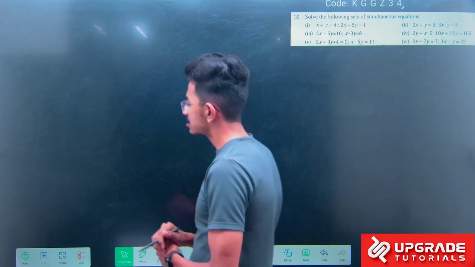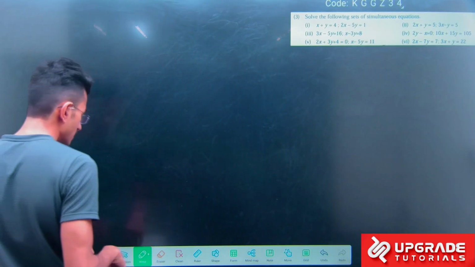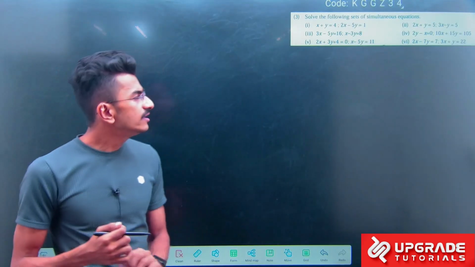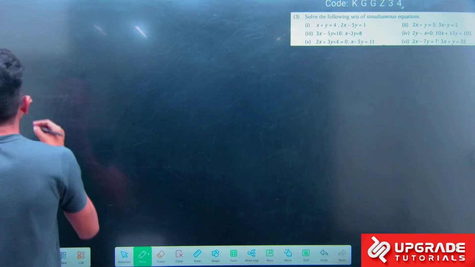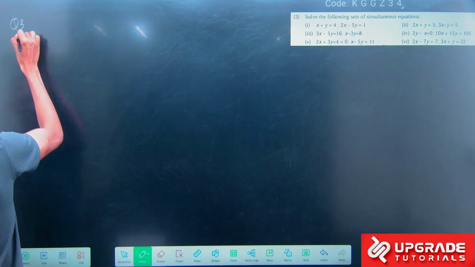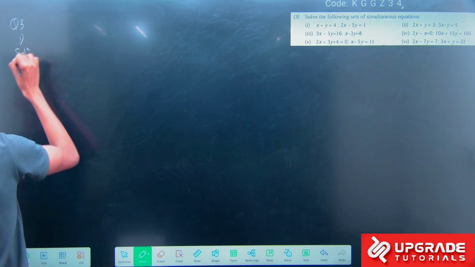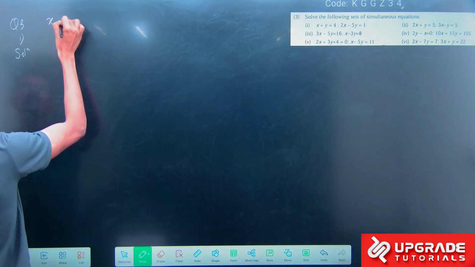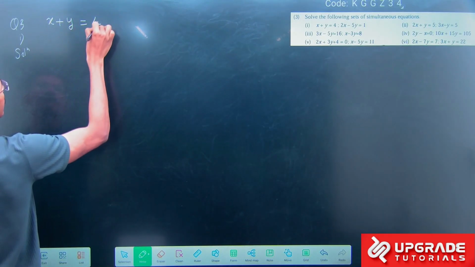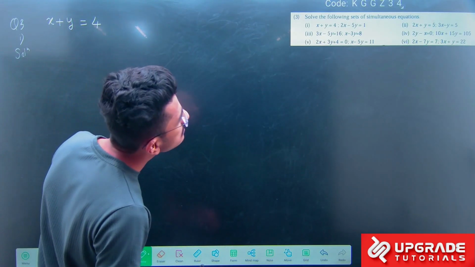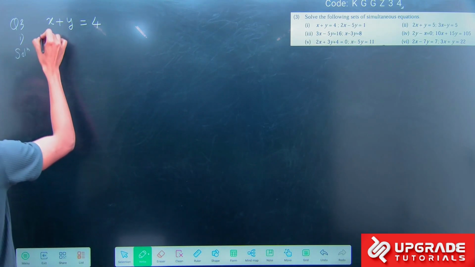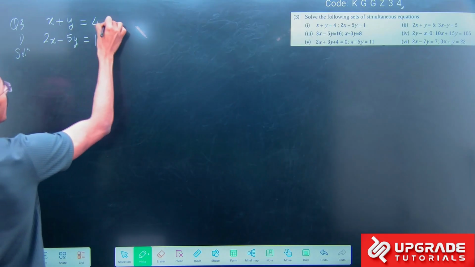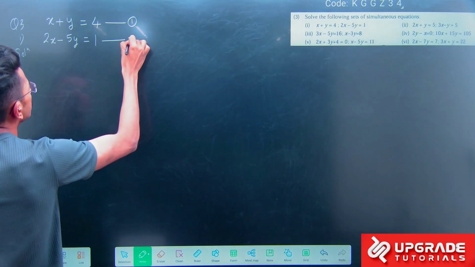Solve the following sets of simultaneous equations. So now, first I'll write the equations one below the other. Question number 3, first one, solution. What is our first equation? x plus y equal to 4. And our next is 2x minus 5y is equal to 1. I'll give it equation number 1 and equation number 2.